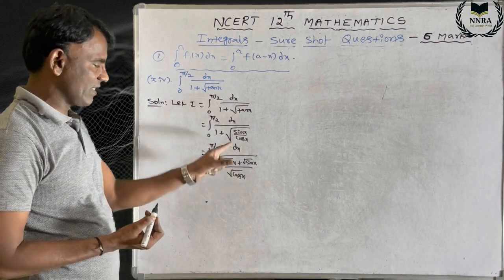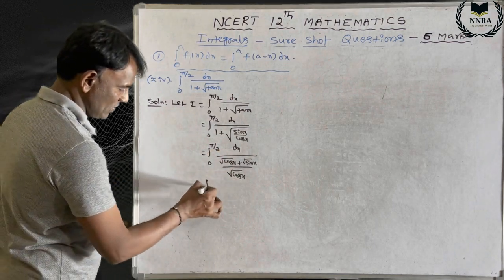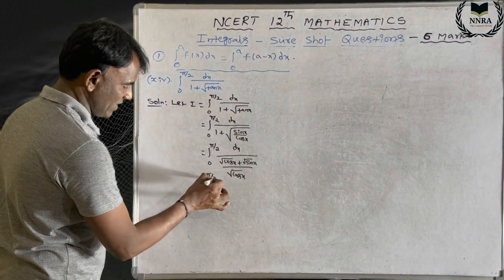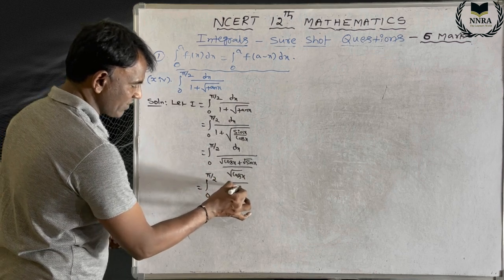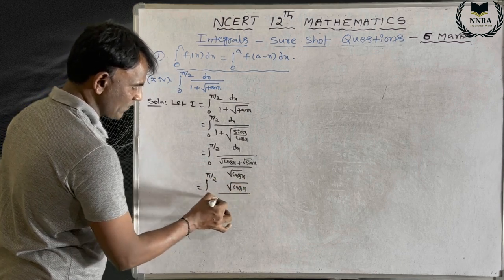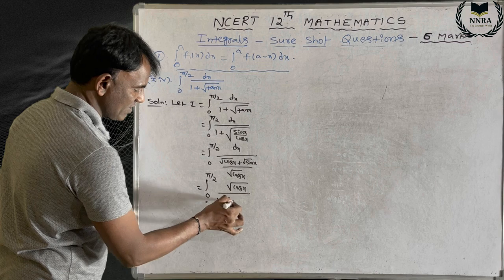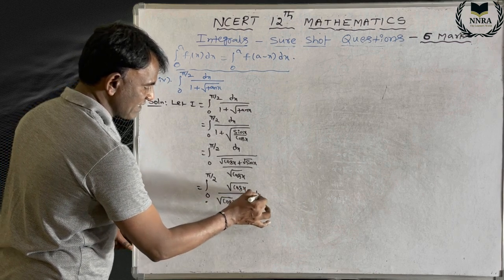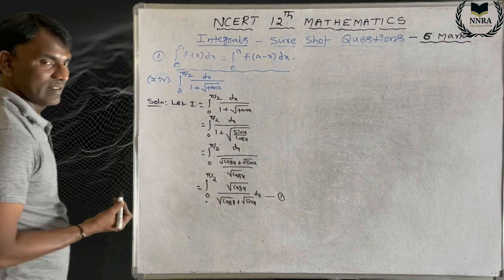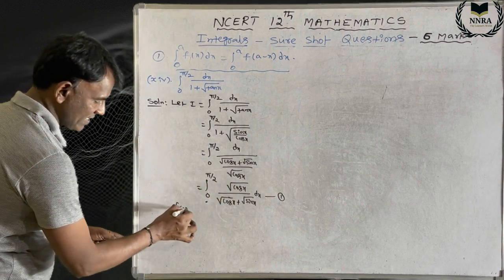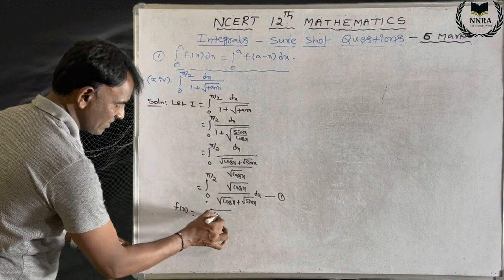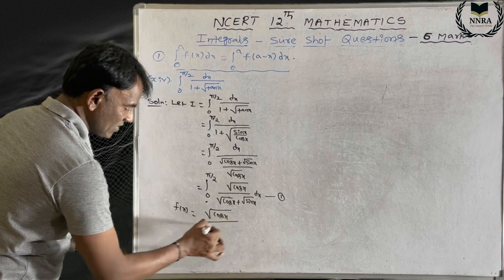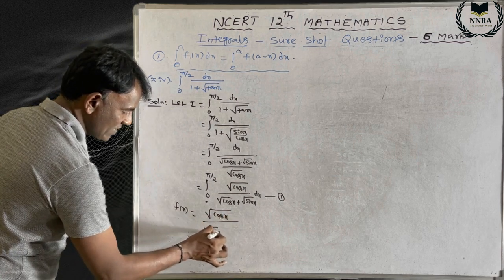Now write this root of cos x in the numerator. So how to write it? Integral 0 to pi by 2, root of cos x in the numerator, and the denominator is root of cos x plus root of sin x, then dx. This is equation number 1. Now what is the value of f of x here? That is root of cos x by root of cos x plus root of sin x.